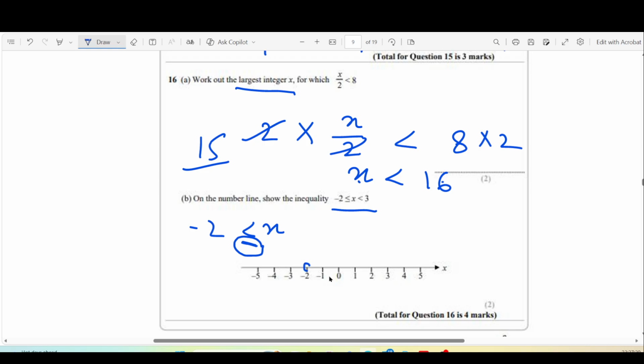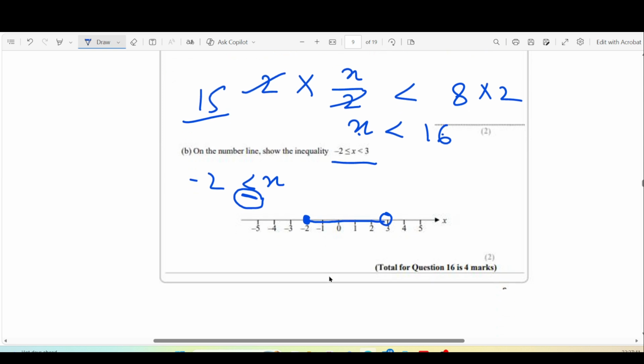So we will fill it because we have an equal sign, it is included. If there is no equal sign, we will just keep it an open circle. At 3 we don't have this equal sign, right? So at 3 I will make an open circle. Now we'll just connect them by a solid line. It shows all these values are possible.